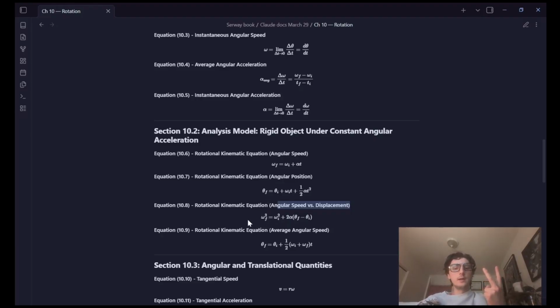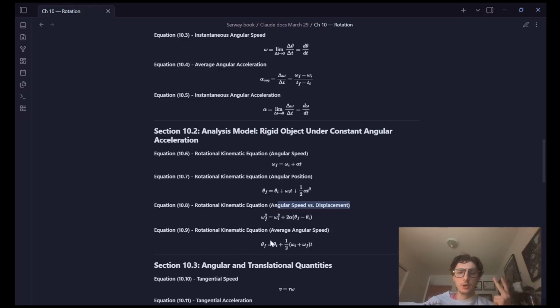For omega, it's radians or degrees per second, and for alpha, it's radians or degrees per second squared. But normally in your equations, radians or degrees are going to be unitless. You're not going to see them. You're just going to see something per second or per second squared. Hopefully that makes sense and I'm not speaking too fast.